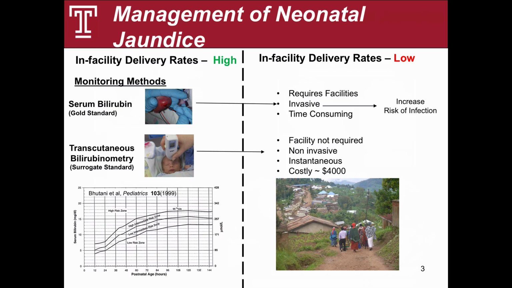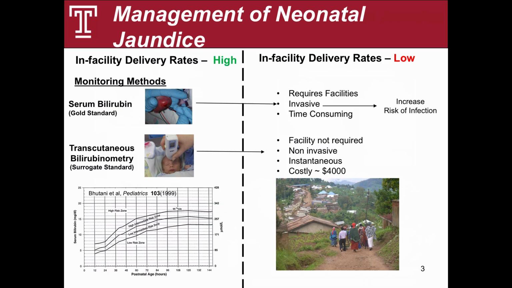But there's an established disadvantage of using these monitoring methods in low and middle income settings. The gold standard serum bilirubin testing requires facilities, and it's an invasive process, which increases the risk for infection. The surrogate transcutaneous bilirometer is a little bit more advantageous because it doesn't require a facility and it's not invasive, but it can be very costly.